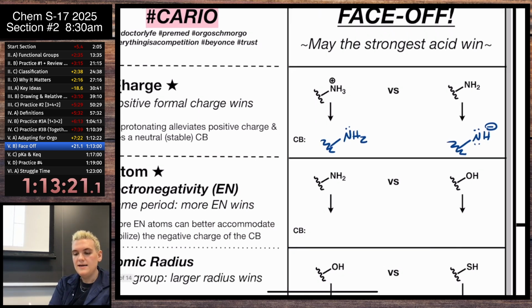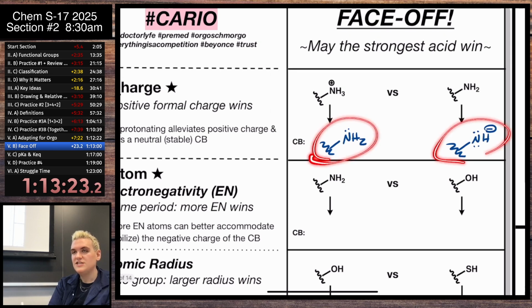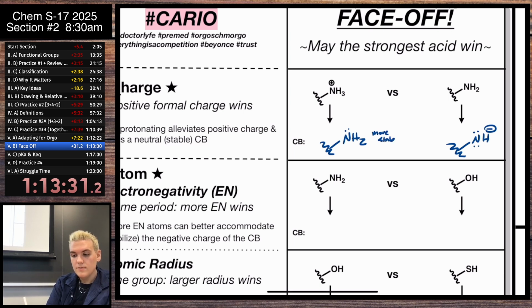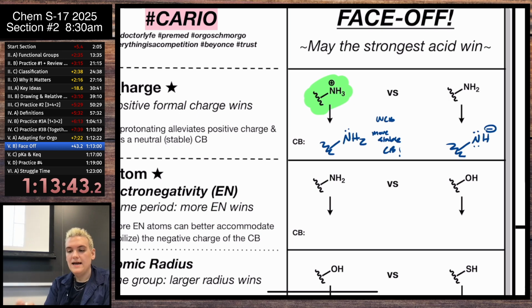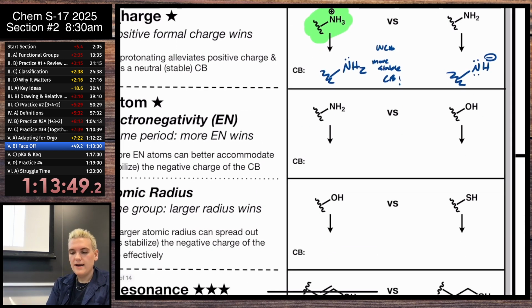Okay, so now between this NH2 and this NH minus, which one's more stable? NH2, right? So this is the more stable conjugate base. So it's a weaker conjugate base, so a stronger acid over here. So that is our winner. And the reason why it's more stable is because it's neutral rather than having a charge. Okay, so let's compare NH2 and OH.